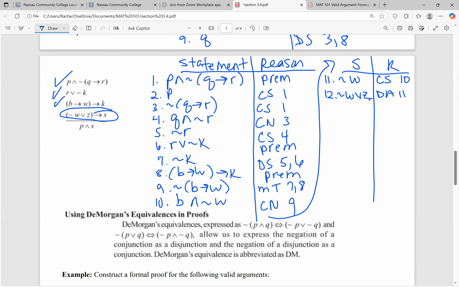So now not W or Z is the left-hand side of that conditional statement. So I'm thinking modus ponens, right? So let's list that premise, that last premise. So we have not W or Z implies S, so that's a premise. And then I could use modus ponens, right? Because 12 is the left-hand side of that conditional. So my result that's true is going to be S, right? So modus ponens on statements 12 and 13.